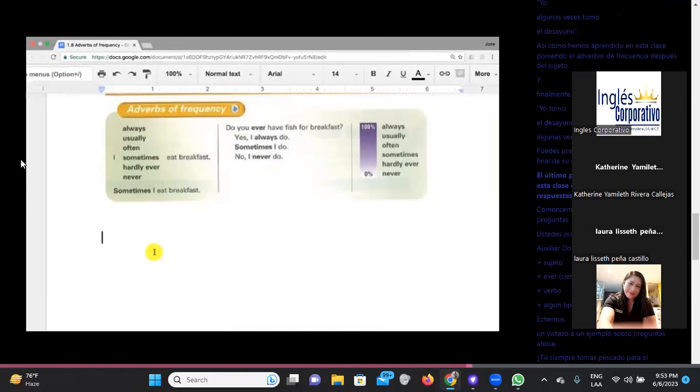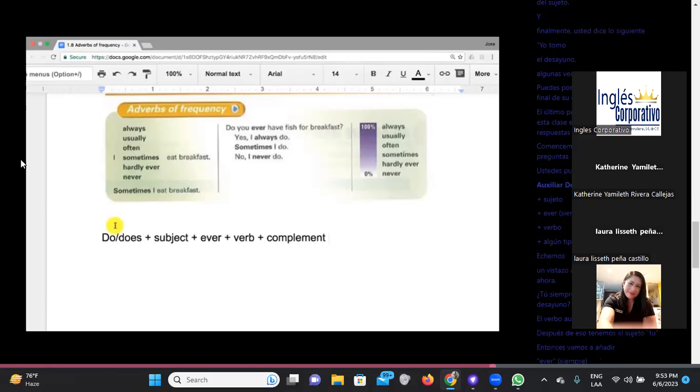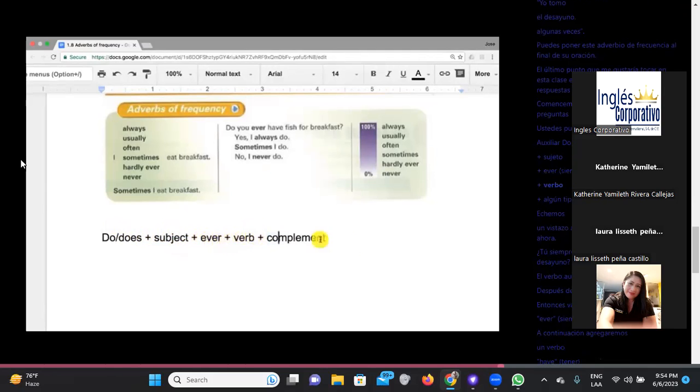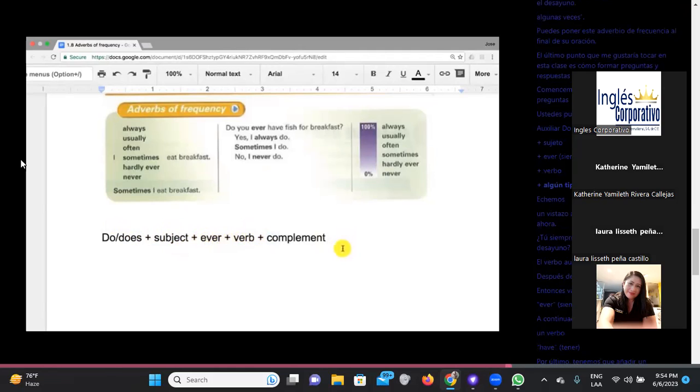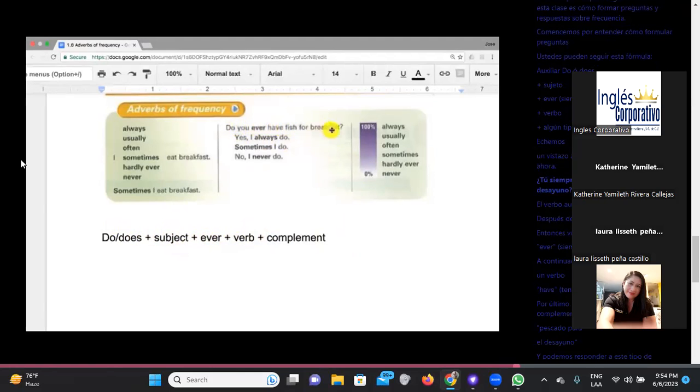The last point that I would like to touch on in this class is how to form questions and answers about frequency. Let's start by understanding how to form questions. You may follow this formula: auxiliary do or does, plus the subject, plus ever, plus the verb, plus some kind of complement. Let's take a look at the example question now. Do you ever have fish for breakfast?